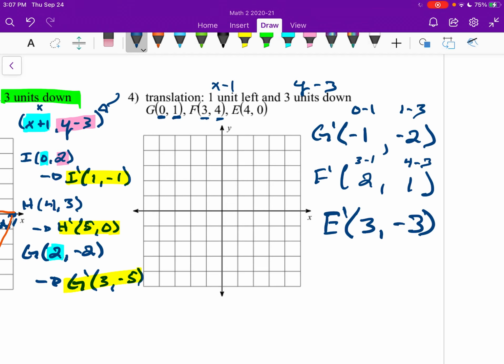So I can graph those. G prime is at -1, -2. Here's G prime. F prime is at 2, 1. E prime is at 3, -3, so that's going to be right here. And I'll use orange to draw my shape. All right, not too terrible.